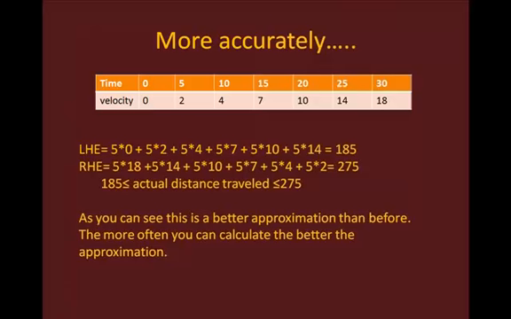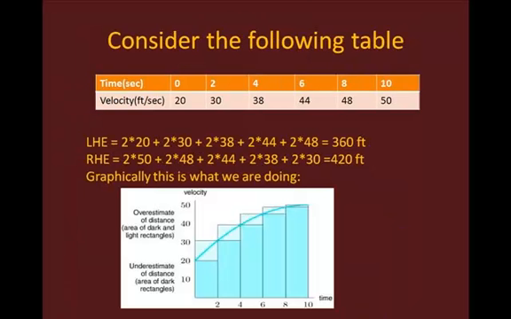So again, the actual distance traveled will have to be bounded by the numbers we found, where the left-hand estimate is 185, and the right-hand estimate is 275. So now you can see that our bounds are a little bit more stringent. So what this means is that you get a better approximation the more often you calculate. So if you can get the time interval even smaller, you'll get an even better approximation.